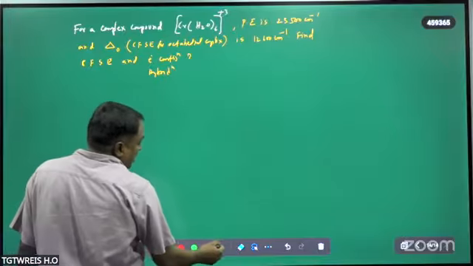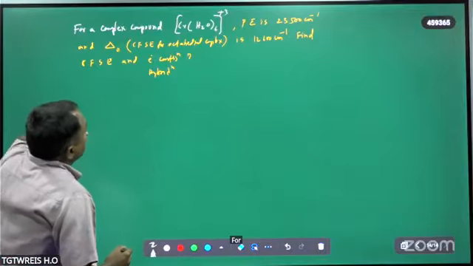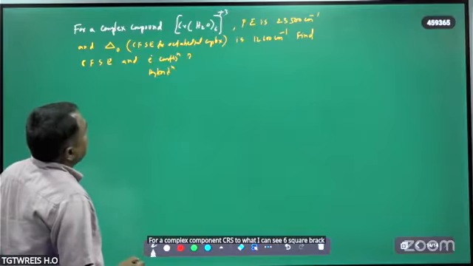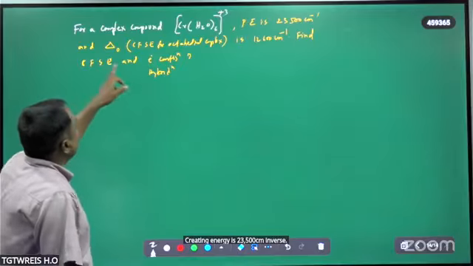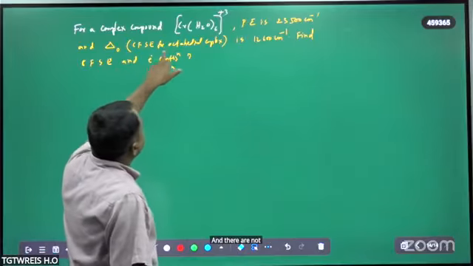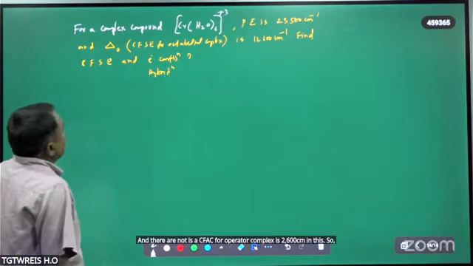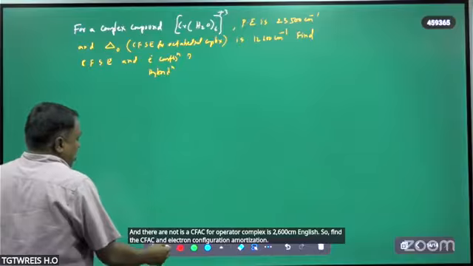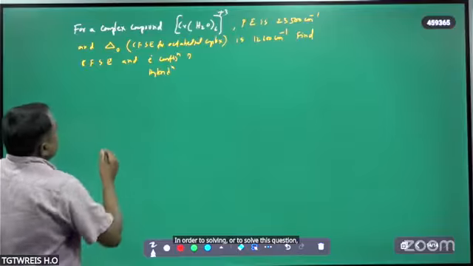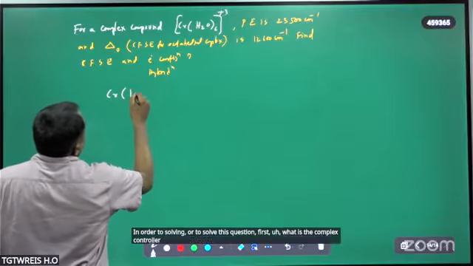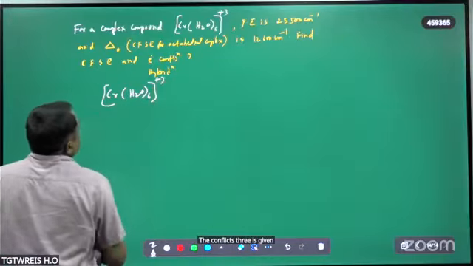So how can we calculate this? For the complex compound [Cr(H2O)6]3+, the pairing energy is 23,500 cm⁻¹, and delta naught for the octahedral complex is 12,600 cm⁻¹. So find the CFSE, electron configuration and hybridization. In order to solve this question, first, what is the complex compound? [Cr(H2O)6]3+ is given. So this is the complex compound.